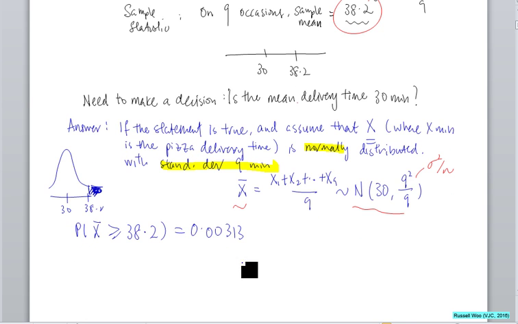I say this. Possible conclusion. Not a definitive conclusion. I'll explain why later. Possible conclusion: the statement is false.